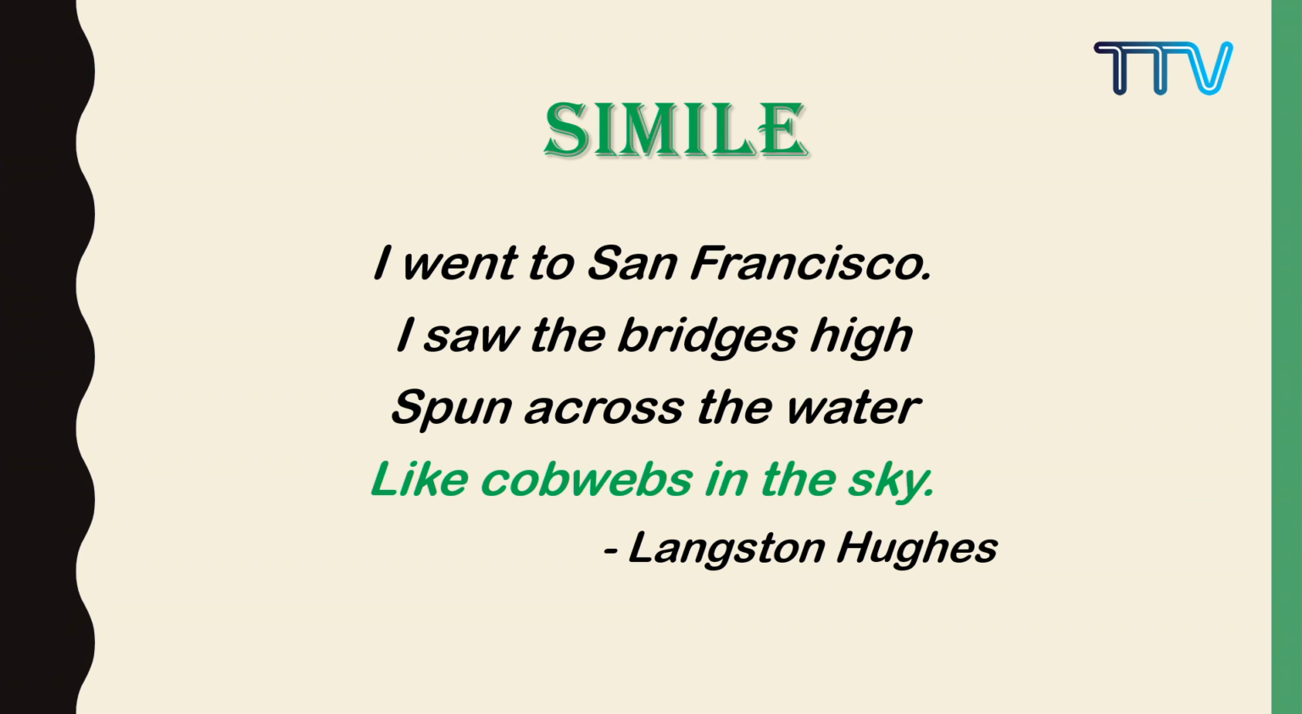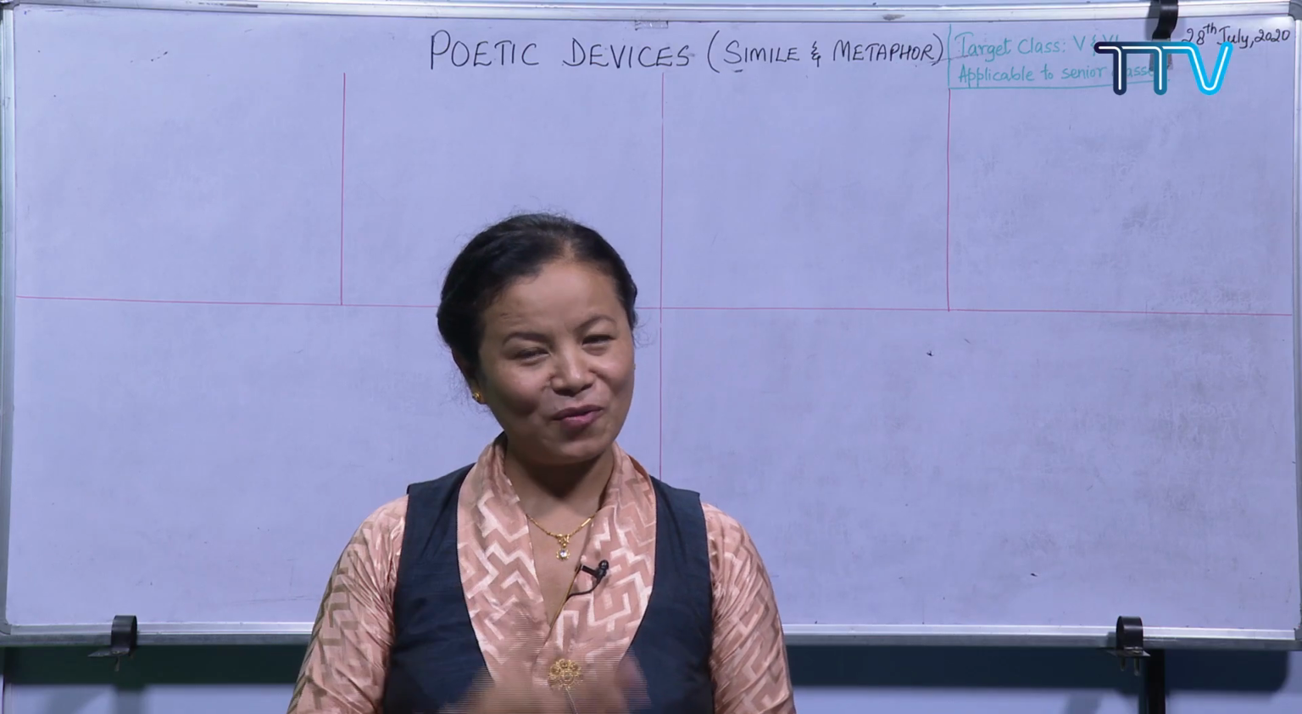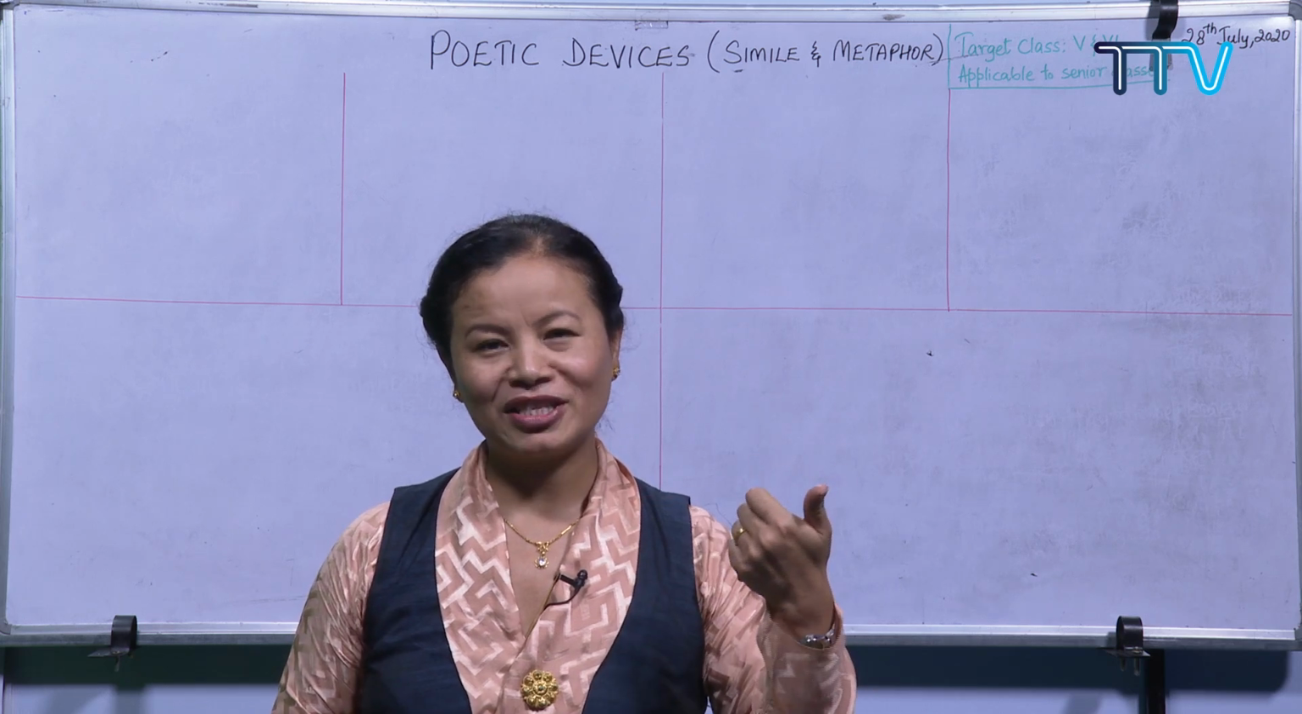So the poet tells, I went to San Francisco. I saw the bridges high, spun across the water like cobwebs in the sky. The last line of the stanza, like cobwebs in the sky, with no doubt we can see there is a simile. But can you tell what comparison, what are the two things that are compared in this poem? Yes? Okay, so I assume that you said the cobwebs to the bridges, right?